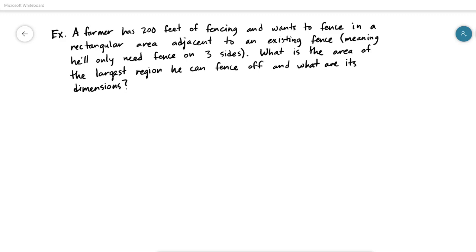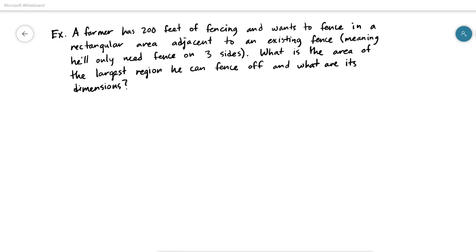Okay, so here's our first attempt at an optimization problem. A farmer has 200 feet of fencing and wants to fence in a rectangular area adjacent to an existing fence, meaning he'll only need to fence on 3 sides, so the 4th side will be the existing fence. What is the area of the largest region he can fence off, and what are its dimensions?